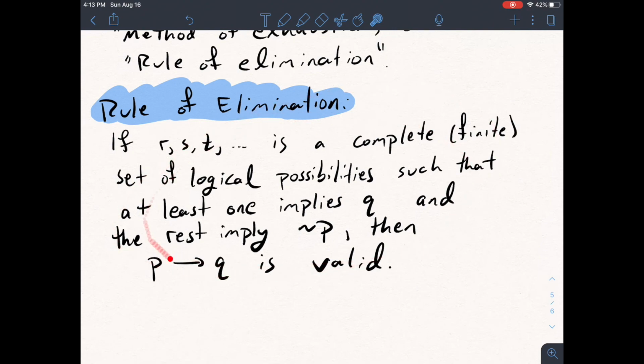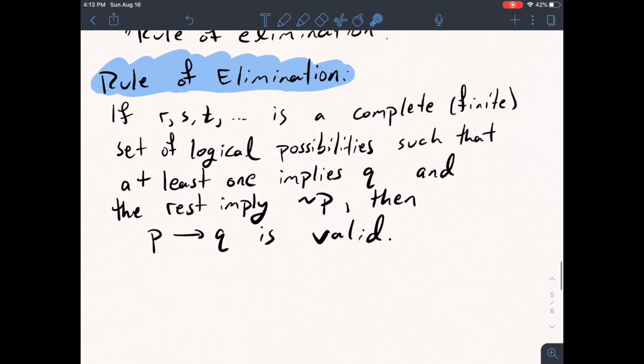So this is just a generalization of what that proof was trying to do. And this is a sort of thing that used to get used all the time, and is just a very common proof technique.